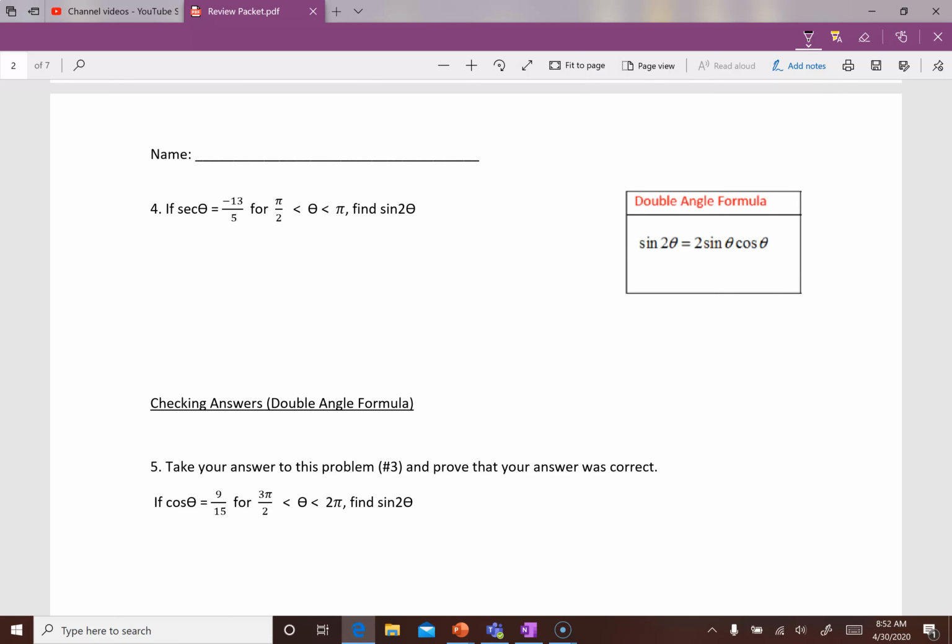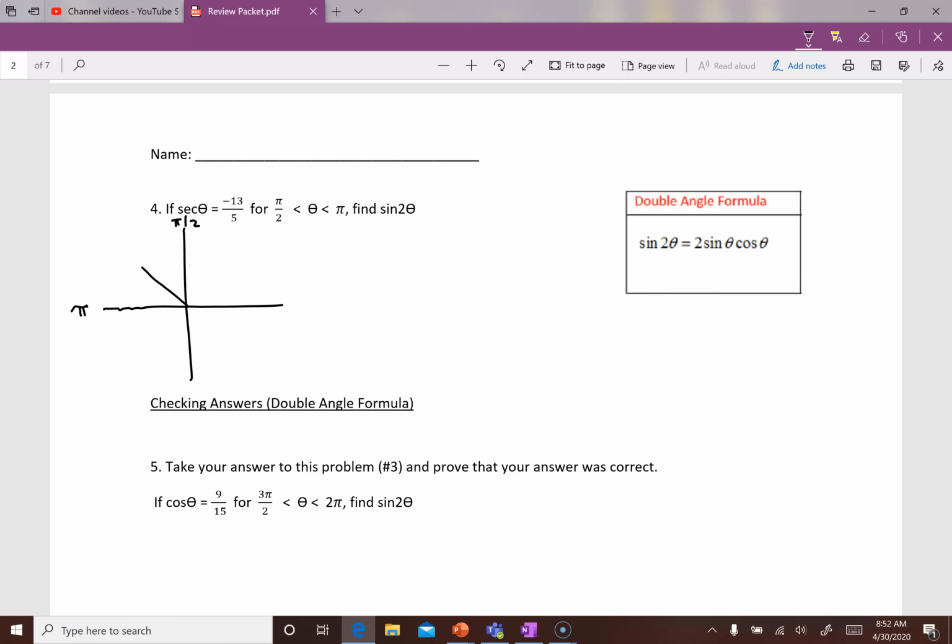Okay, number 4 here. If secant of theta is negative 13 over 5, and it looks like we are in the second quadrant, find sine 2 theta. So like I said, we're in the second quadrant. Why did I know that? Well, we're from pi over 2 to pi, and pi over 2 is right here, and pi is right here.